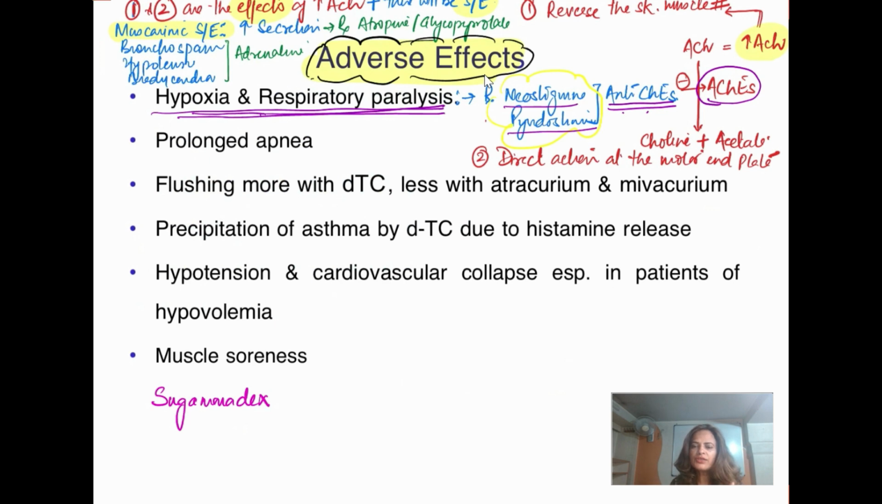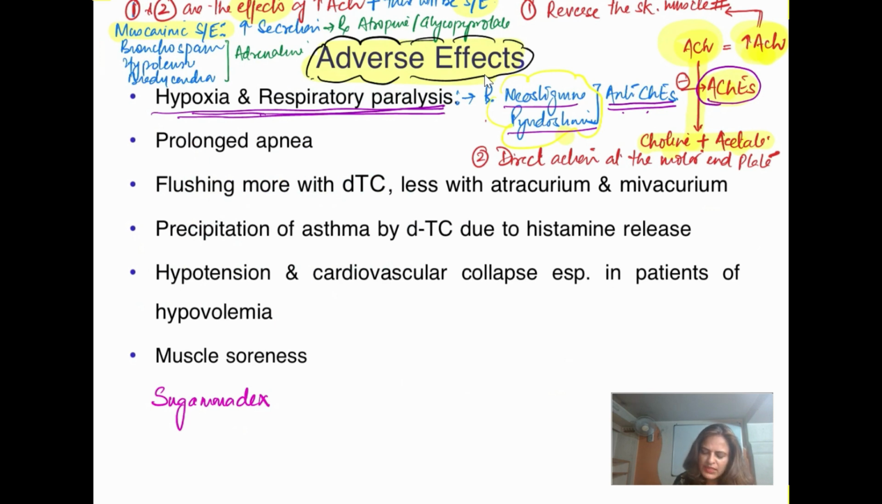Now, what is the action of acetylcholinesterase? It causes the hydrolysis of acetylcholine into choline and acetate. So when we give neostigmine and pyridostigmine, they inhibit this enzyme. If this is inhibited, choline and acetate will not be formed. What will happen? Acetylcholine will remain in the synaptic cleft. It is going to cause an increase in the concentration of acetylcholine in the synaptic cleft.